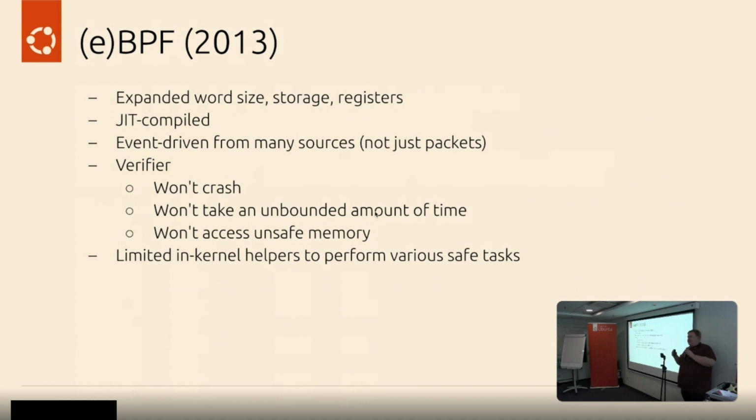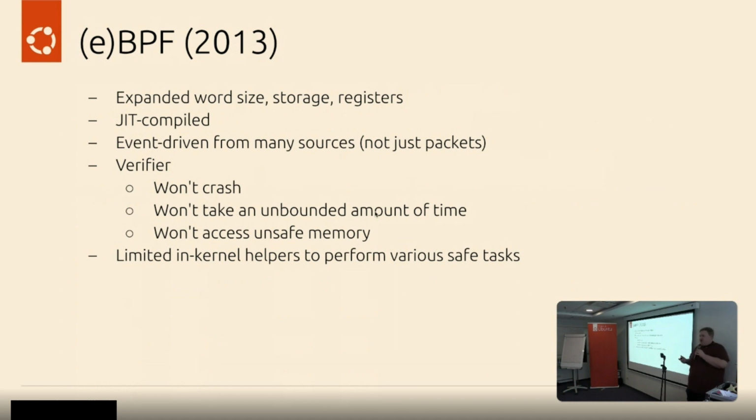In about the 2013 timeframe, that was expanded with what was for a while called EBPF. It's similar, but in practice it's a totally different implementation. They added more word size, more storage, more registers, and they started JIT compiling it. So in the earlier implementations, it was like an interpreted language, whereas now we're compiling this EBPF assembly into actual machine code at runtime to run super, super fast.